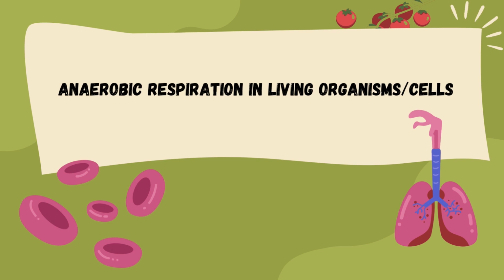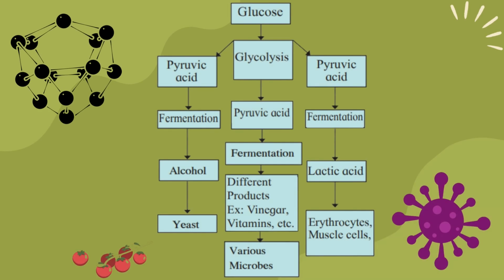Let's move forward and learn about anaerobic respiration in living organisms or cells. So first, glucose gets transformed in three ways. First would be pyruvic acid, another is glycolysis, and the last one is also pyruvic acid. Then pyruvic acid from both the sides gets transformed into fermentation. This mind map you can also see down below. Glycolysis further gets transformed into pyruvic acid, which further gets transformed into fermentation. So in all the three processes, we got fermentation.